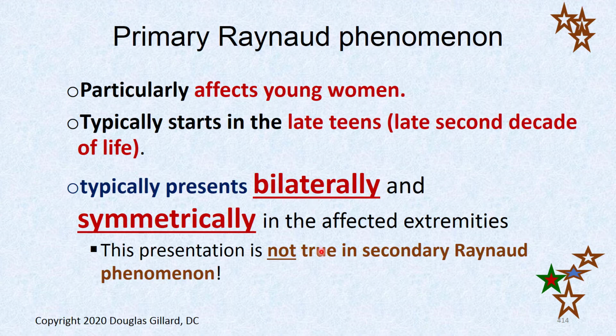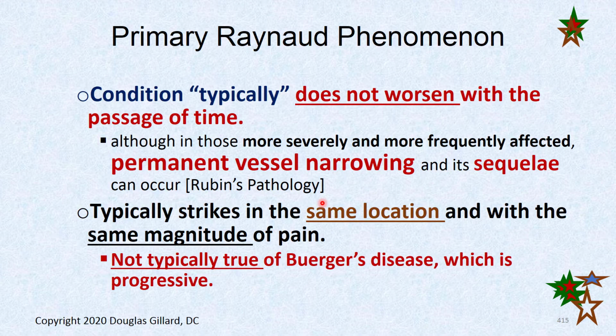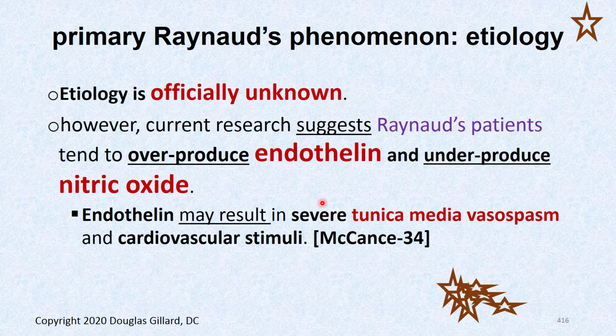None of this is true for secondary Raynaud's. It's usually unilateral, and it's a progressive disease, as we'll see. The primary condition doesn't usually worsen with time, although in more severe cases it can cause some damage after 30 years of having this over and over. It usually strikes in the exact same location every time with the same magnitude of pain, which is not true of secondary Raynaud's or even Buerger's disease. Those are both progressive disorders.